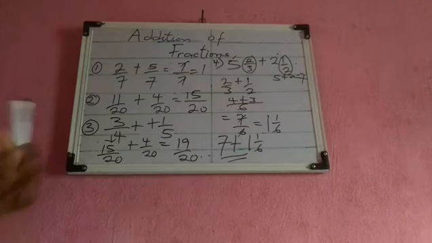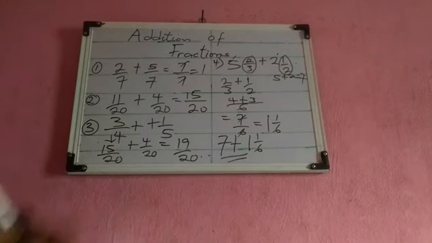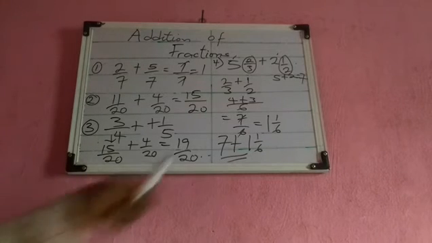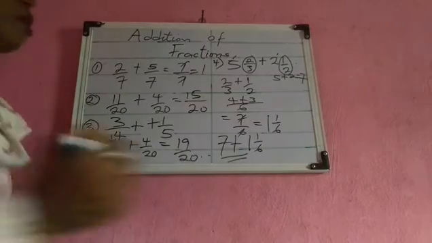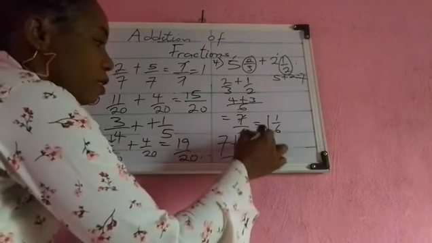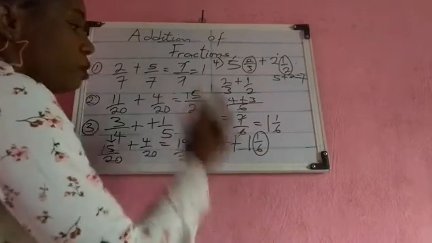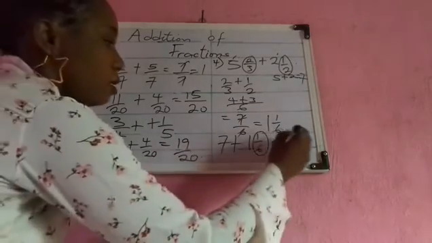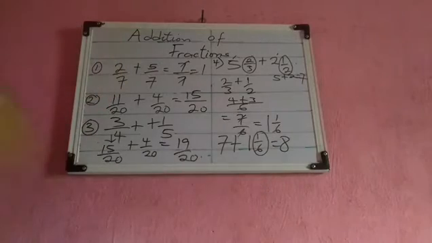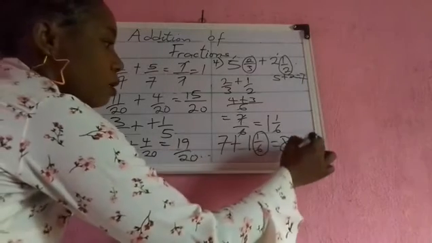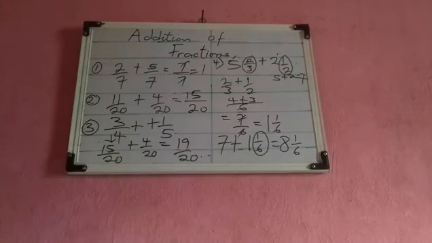Alright, so when you add whole numbers together, they are the same family, they are friends, you can't separate them. So when you add 7 plus 1, it gives us what? 8. Then you bring back the proper fraction. Okay, 8 whole number, 1 over 6.